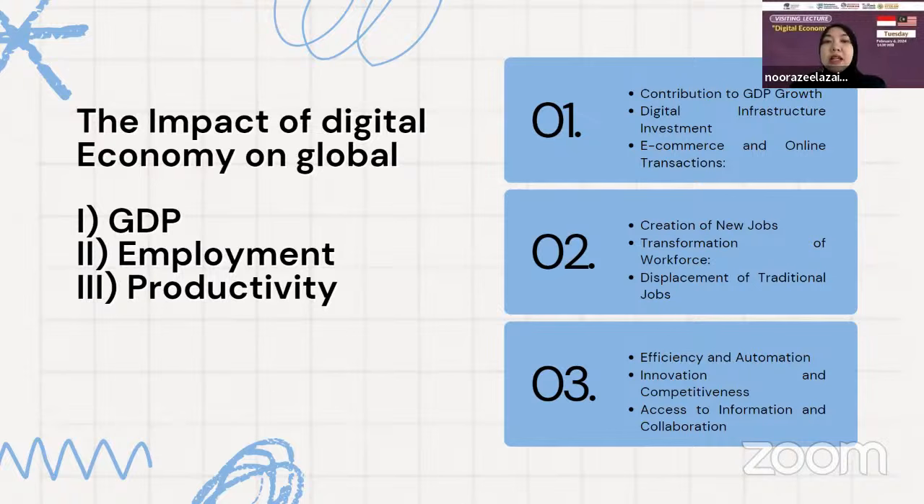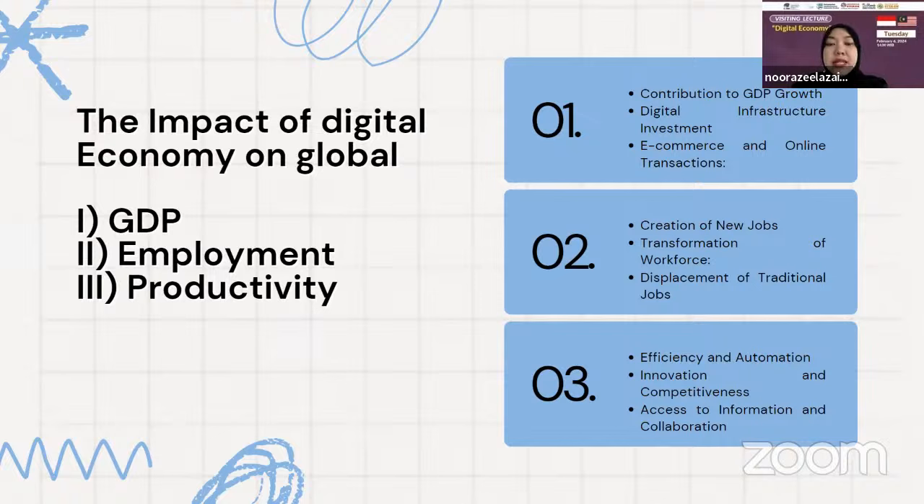Second, transformation of work. Digital technology has transformed the nature of work, leading to a shift towards remote work, flexible arrangements, and the gig economy. This has implications for employment patterns, the labor market, and the demand for digital skills.